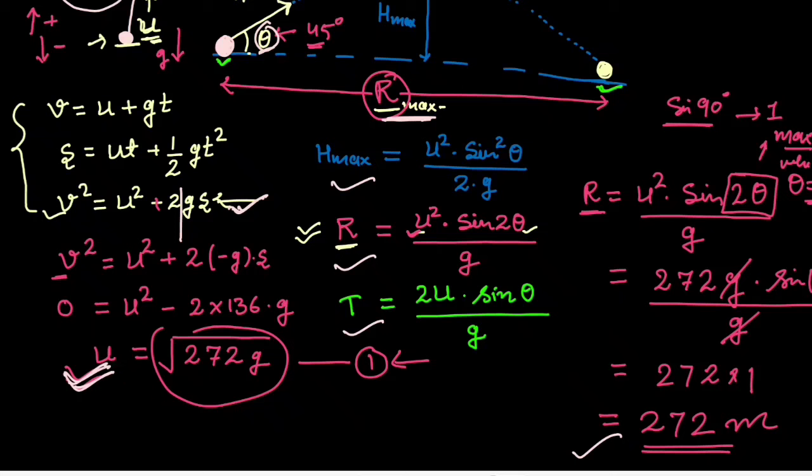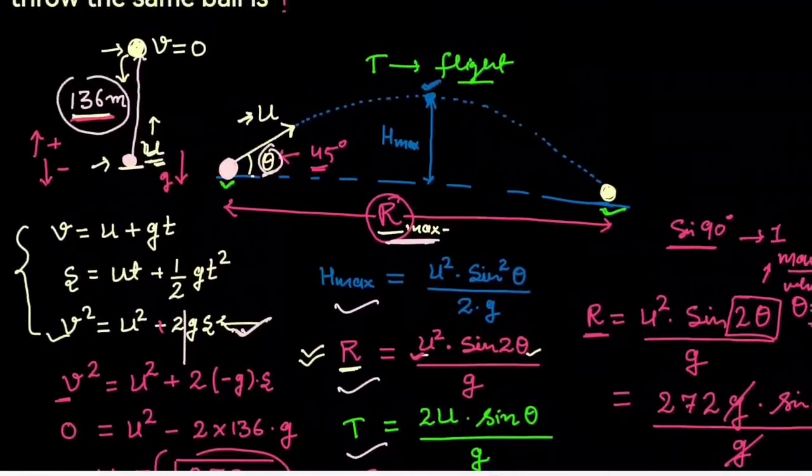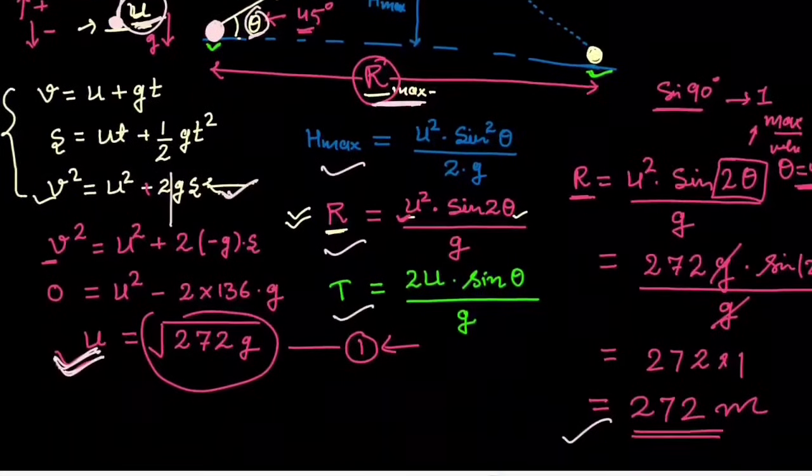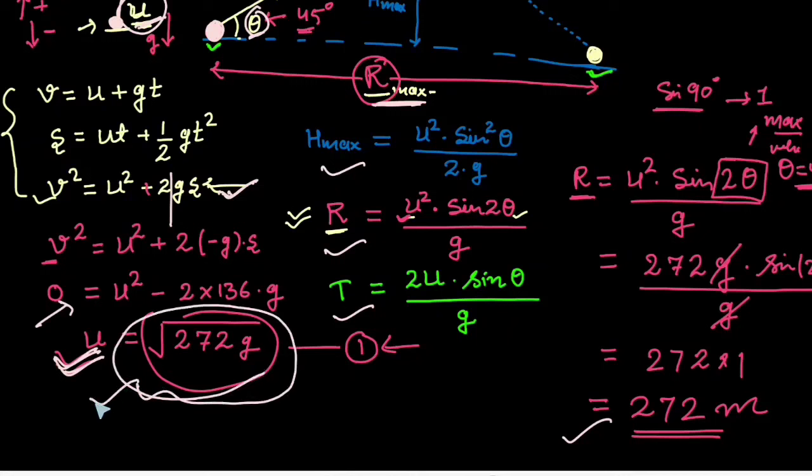The calculation from the third equation was v square is u square minus 2gh, because velocity at the highest point is 0, the initial velocity is assumed as u, and the displacement is 136 meters. We put everything in the equation and we can calculate the value of u square, 272 g. So we assume this is the man's capacity. The man can give the ball a velocity of square root of 272 g.